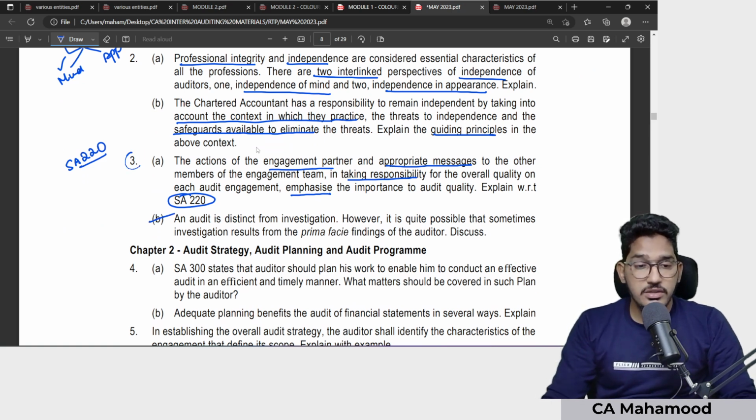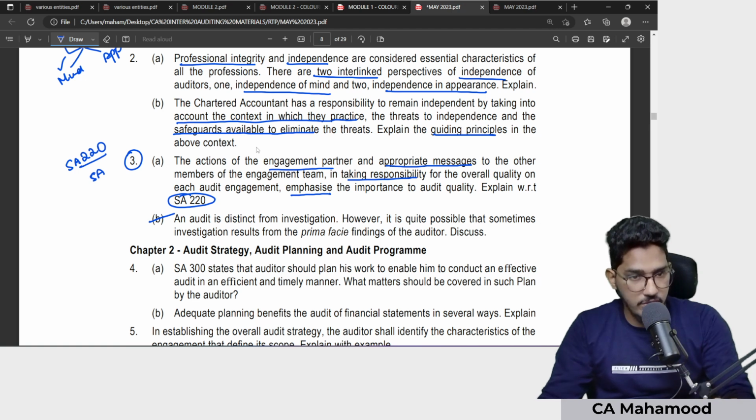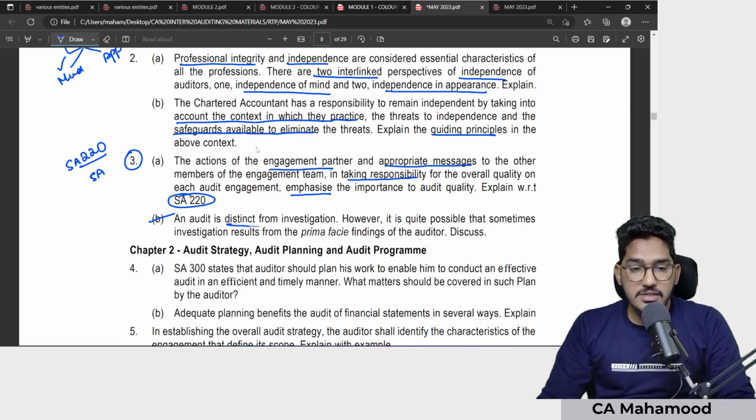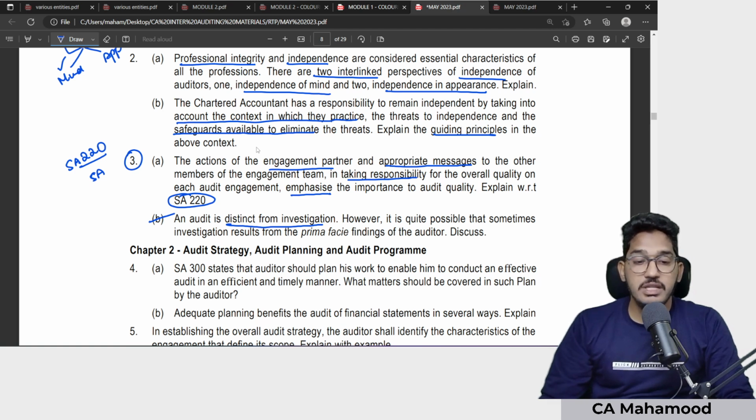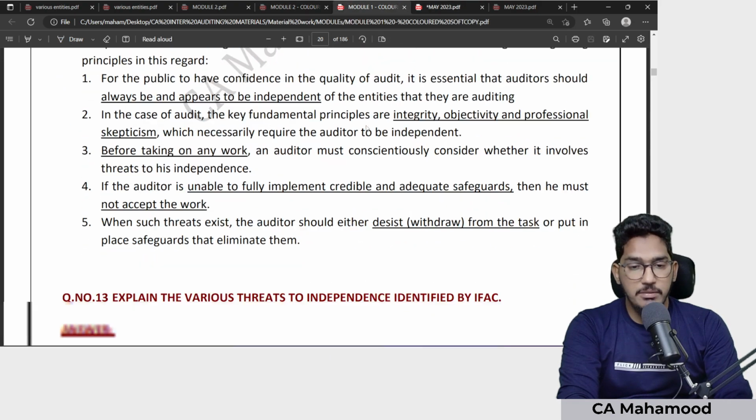However, see this question, third question 3A, you will not be able to find it in nature, objective and scope of audit. This I have given in our material as a part of standards on auditing. Next, an audit is distinct from investigation. However, it is quite possible that sometimes investigation results from prima facie findings of the auditor. Straightforward question, we have added this in our material.